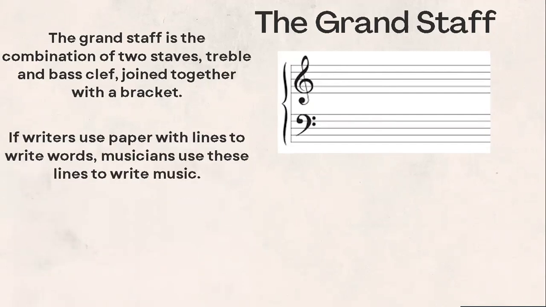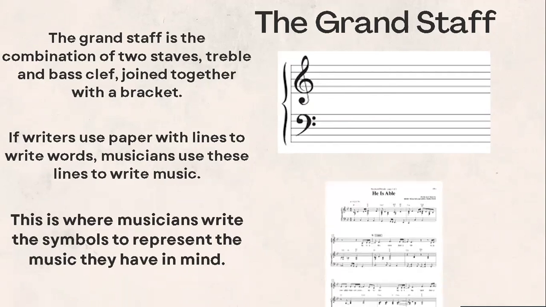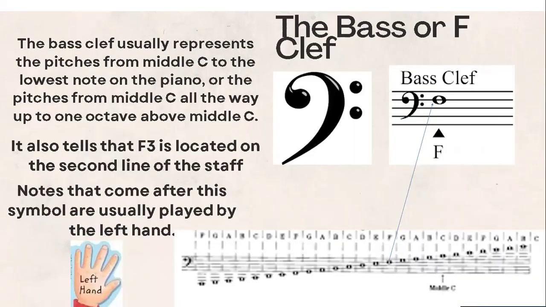If writers use paper with lines to write words, musicians use these lines to write music. This is where musicians write the symbols to represent the music they have made. Just like this music sheet. Notes that come after the symbol are usually played by the left hand.